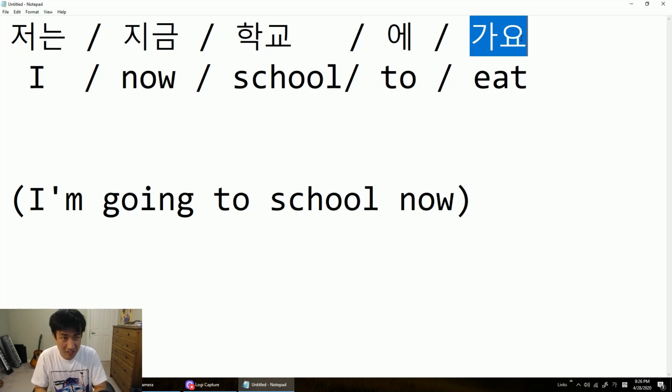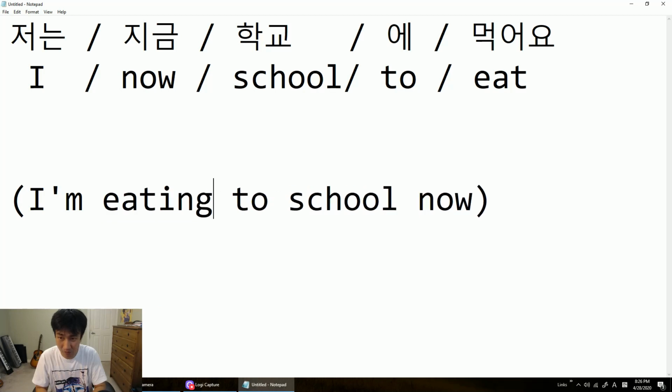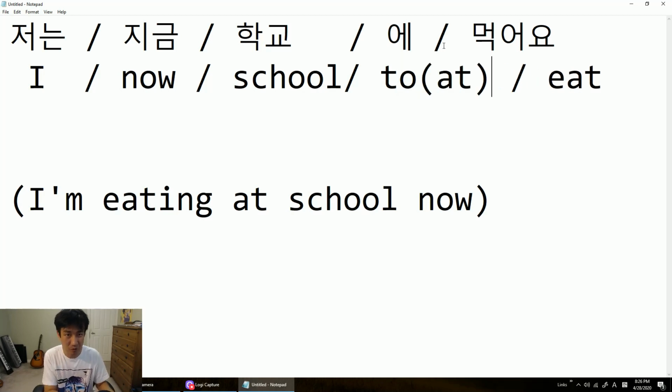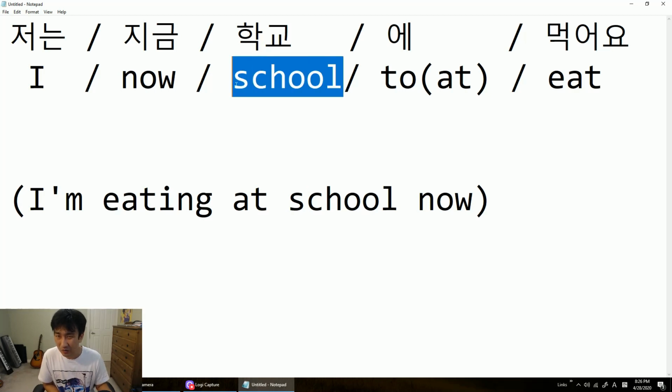So the word to eat in Korean is 먹어요. And now it means I'm eating at school now. The meaning of the sentence changes to I'm eating at school now. Well, this one, the to kind of means like to and at, I guess. Kind of means both things in Korean. I should have mentioned that. So it's like I'm eating at school now. Wow, that's pretty cool.